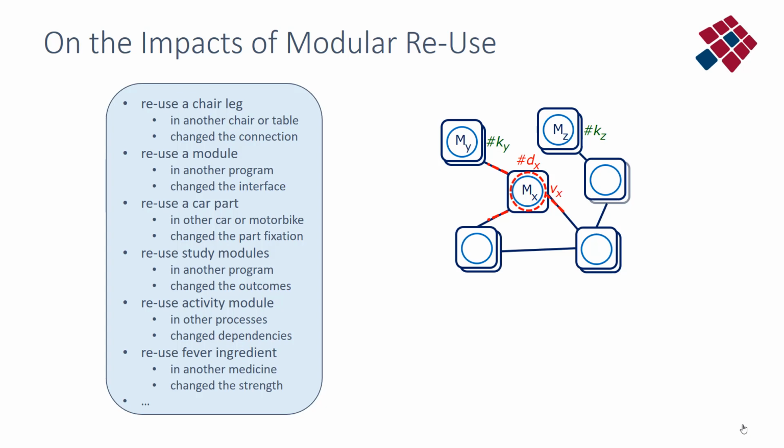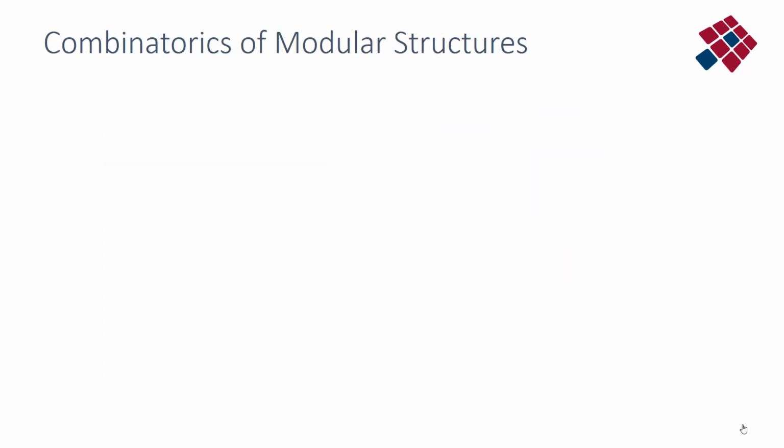And here are some examples: reusing the chair leg in another chair or table, etc. So you can go through it. You can imagine many kinds of reuse. It was the original purpose of modules, and it gets you into more potential trouble with the ripple costs.